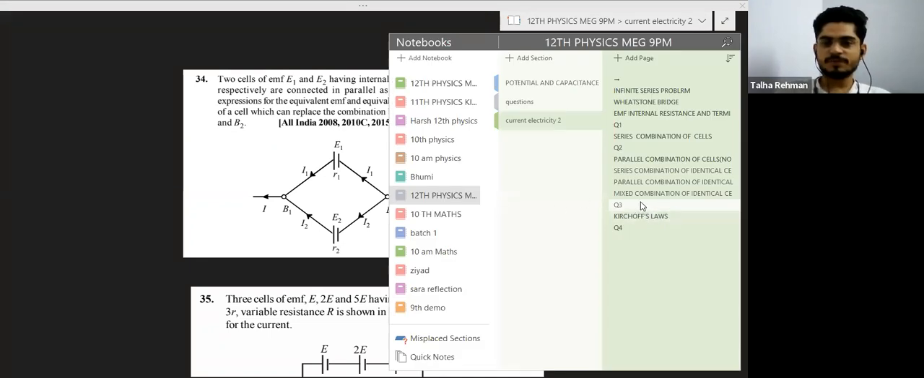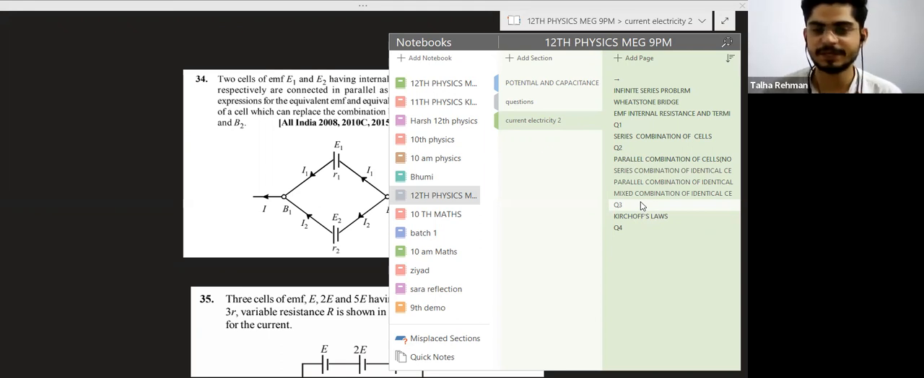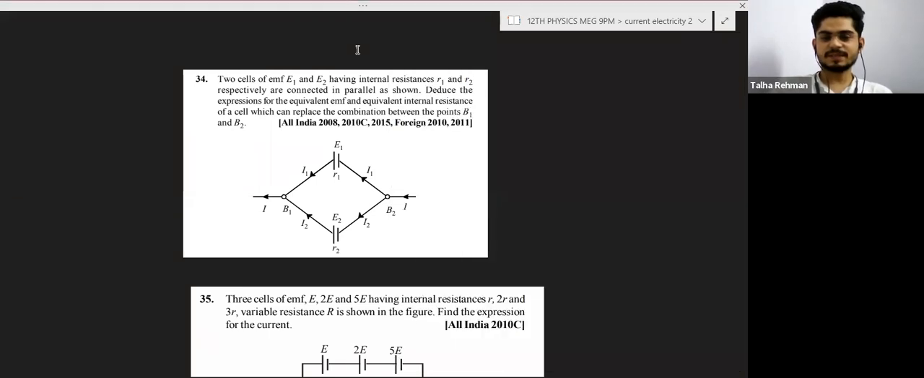So this is all about the mixed combination of identical cells. Means cells is completed now. Okay, cells is completed. Combination of cells.